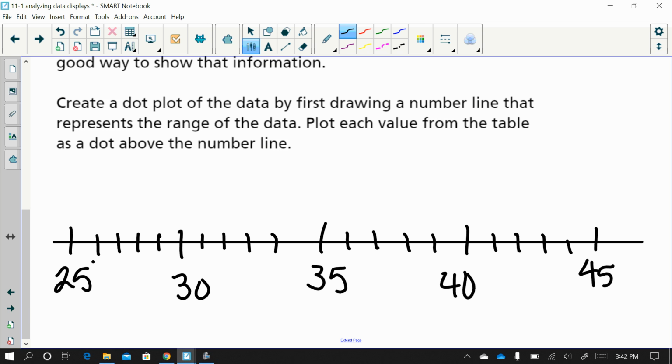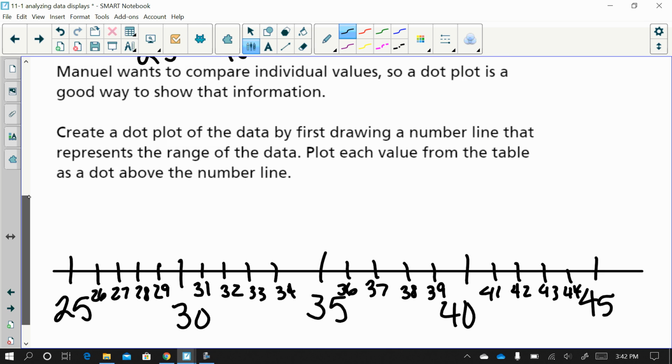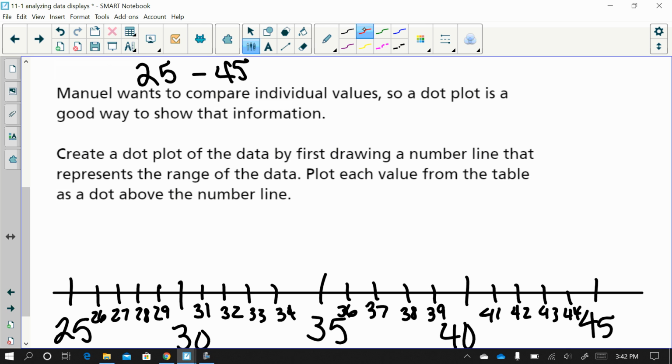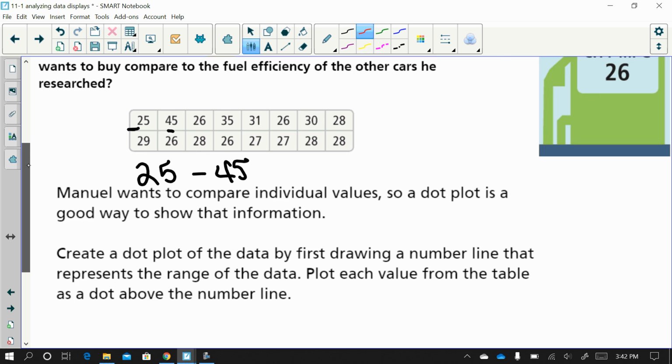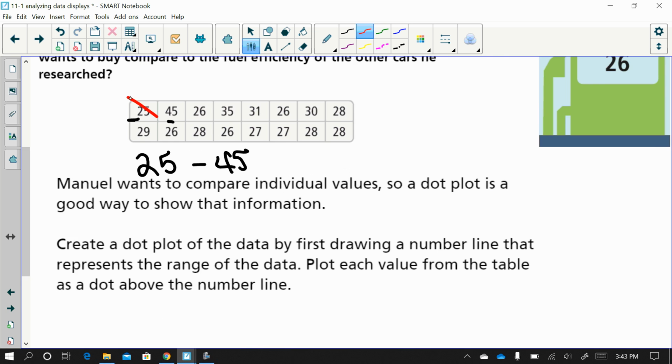And you can go in and say, okay, 26, 27, 28, 29, 30, 31, 32, 33, 34, 35, 36, 37, 38, 39, 40, 41, 42, 43, 44. And then we're just going to put dots above these numbers. Some people do this with X's, some books do it with dots. It's called a dot plot, so I'm going to do dots. The first number is 25, so I'm going to put a dot above 25, and I'm going to cross it off just to keep track.